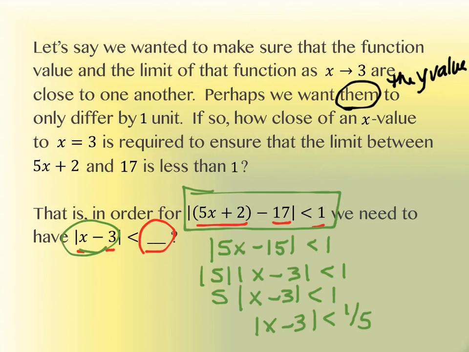I wanted to simplify this in such a way that I end up with the absolute value of x minus 3 instead of ending up with x equals. That means that the 1/5 is what goes in the blank over here, right? Everybody good with that? So 1/5 is what goes over here in this blank.